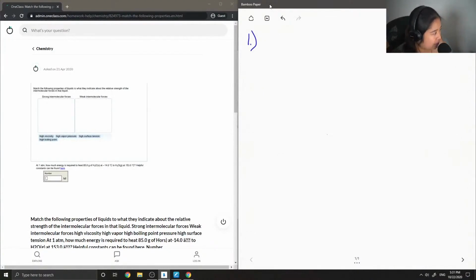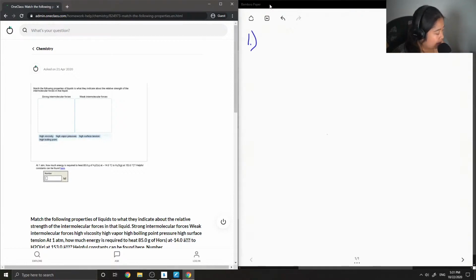Okay, so I'm not sure if you can read it, but I'll just read it out loud. Match the following properties of liquids to what they indicate about the relative strength of the intermolecular forces in that liquid. And then they want me to just sort out what are the causes of strong intermolecular forces and what are the causes of weak intermolecular forces.